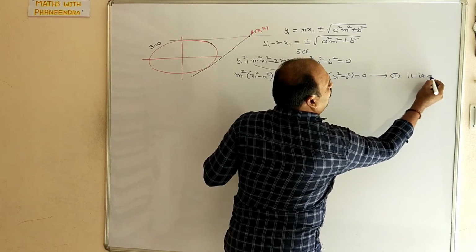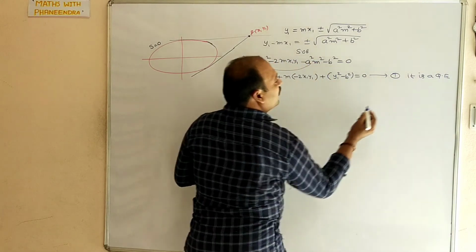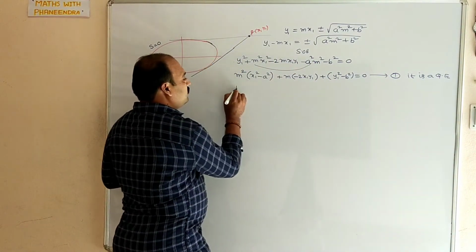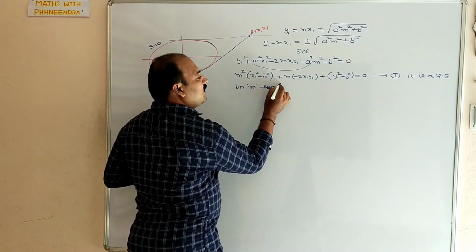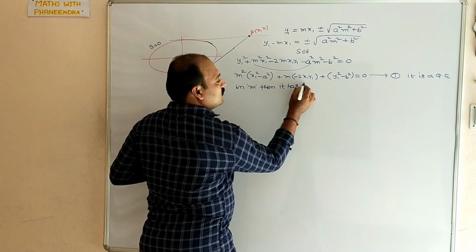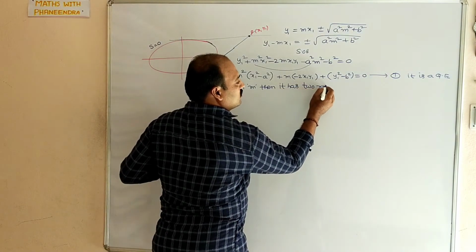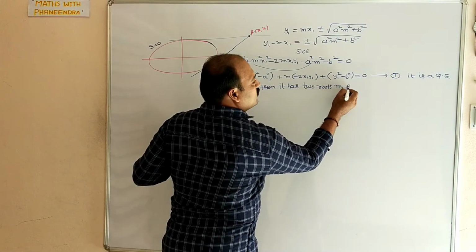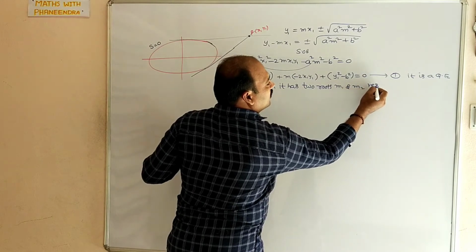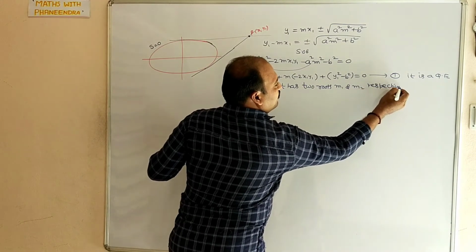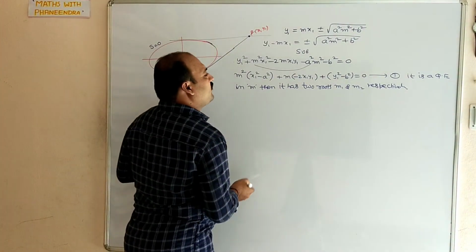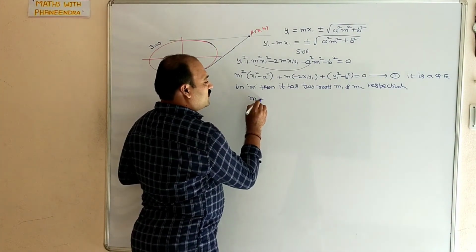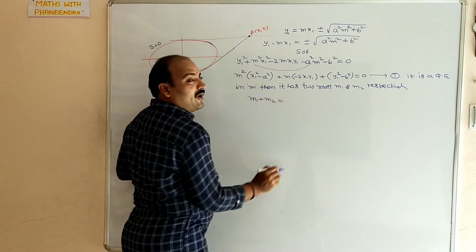It is a quadratic equation in m. Then it has two roots, m1 and m2 respectively. What are m1 and m2? Slope of the first tangent, slope of the second tangent. That's all. Sum of the slopes, m1 plus m2, equals minus b by a.